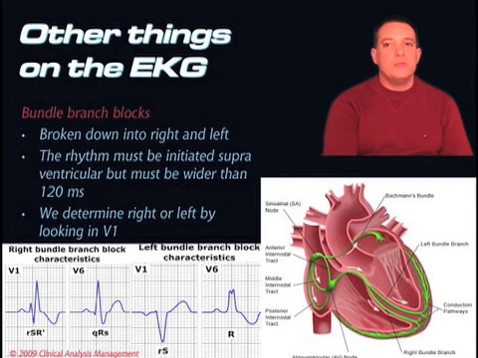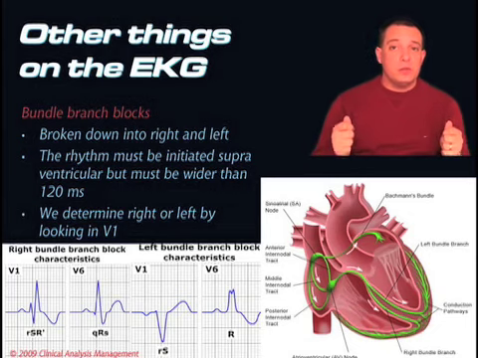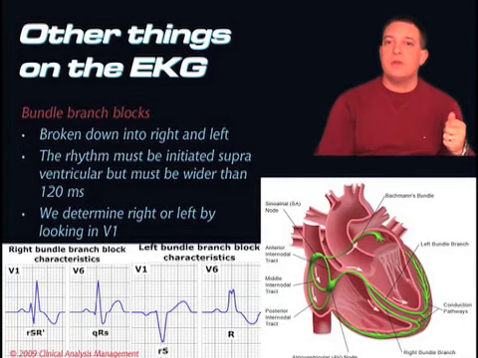Now, when we talk about bundle branch blocks, the big thing that we're concerned about is which side the bundle branch block is on. Is it a blockage of the right bundle, or is it a blockage of the left bundle? And it's actually really, really easy to tell. When we've got our EKG, the first thing we do is we say, okay, yes, this is a supraventricular rhythm. Let's say I've got P waves, so I know that it's coming from the atria. The P waves correlate with every QRS, so I know that this is an atrial-driven rhythm.